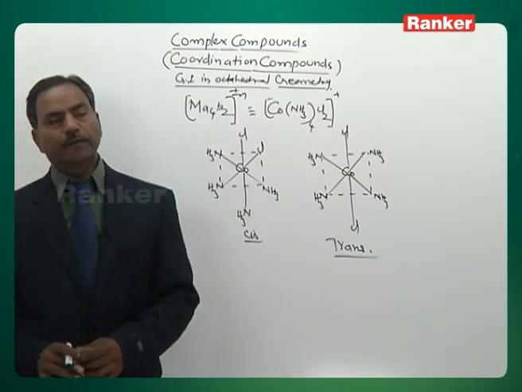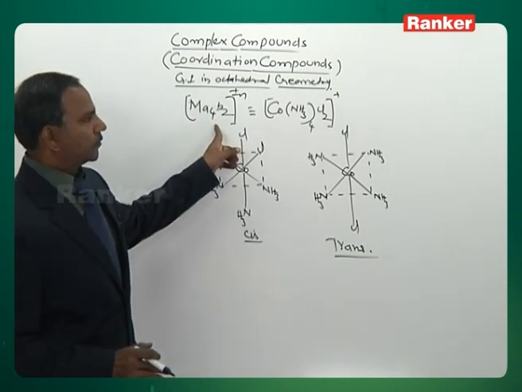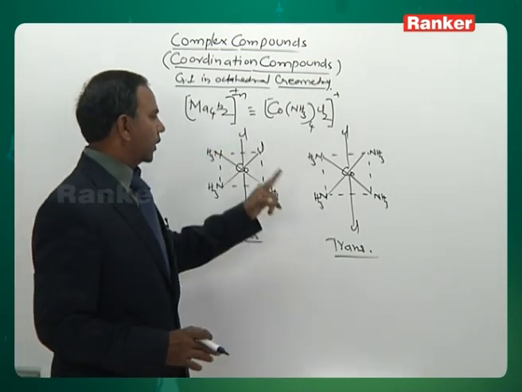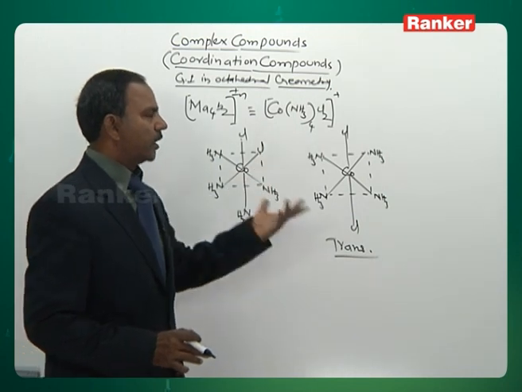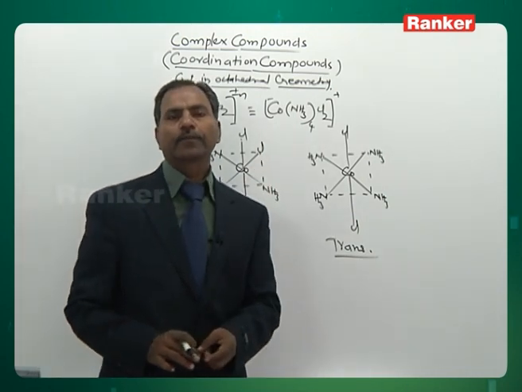You can also take next one, MA4B2 I have written now. You can take MA4BC. Keeping the two different ligands, let us consider simply one is chloride, one is bromide.